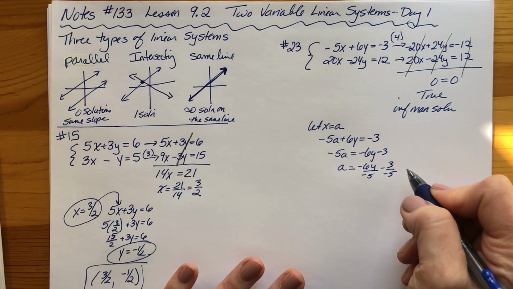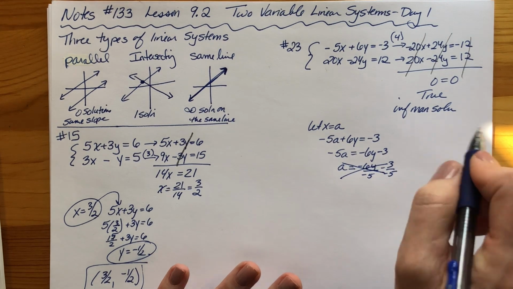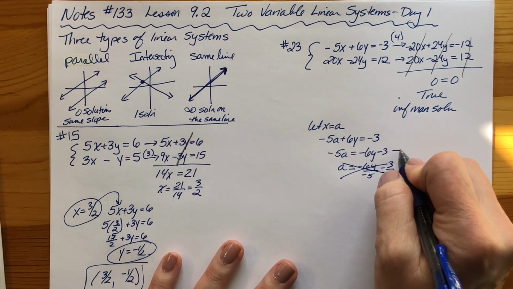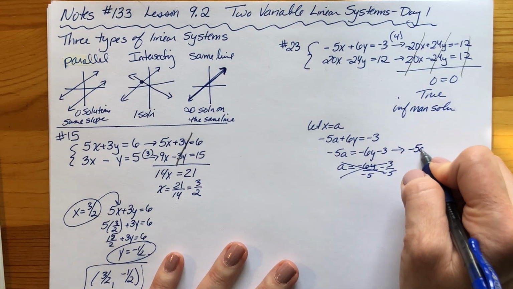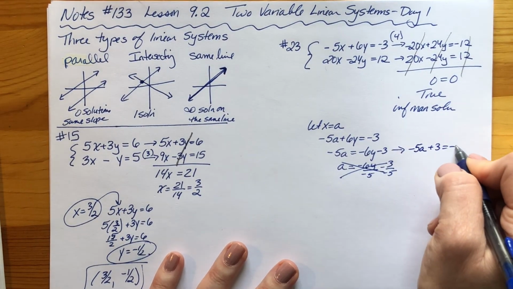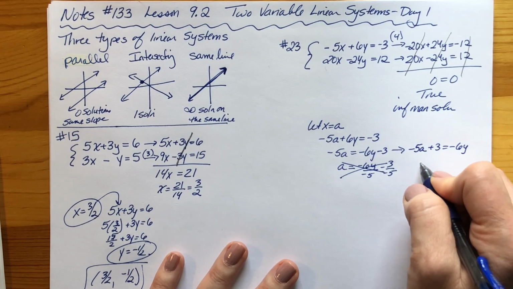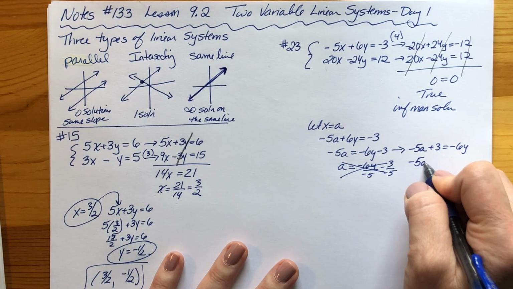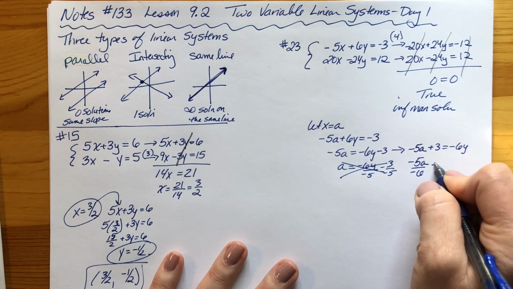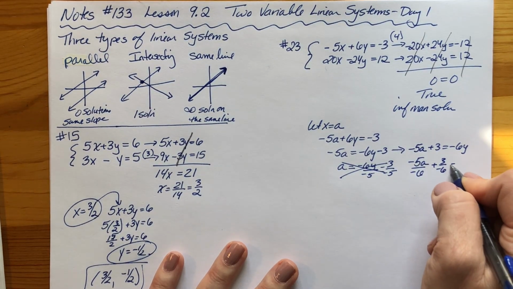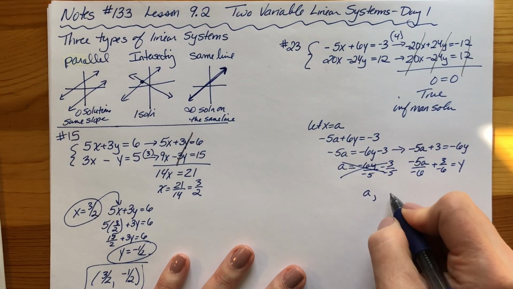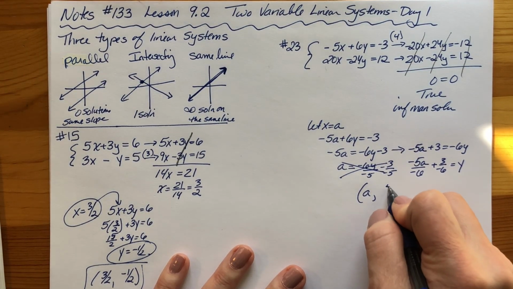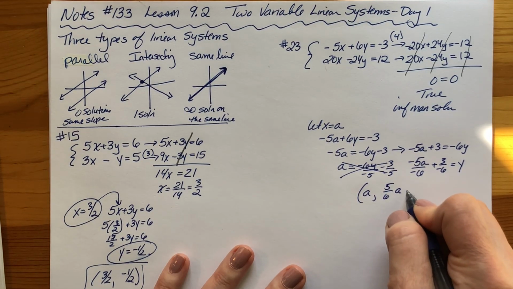Or you could, wait, did I do this wrong? I did this totally wrong. Oh my goodness. I'll edit that out. I want to solve for y here. Oh, this is why I don't do this method. I'm going to be completely honest with you. This is why I do not do this method. I'm solving for y, so I have negative 5a over negative 6 plus 3 over negative 6 equals y. And I could say that I have the ordered pair a, comma, and then 5/6 a minus 1/2.